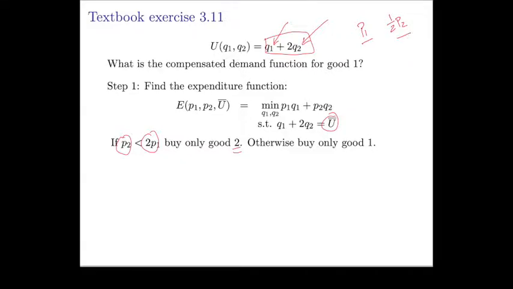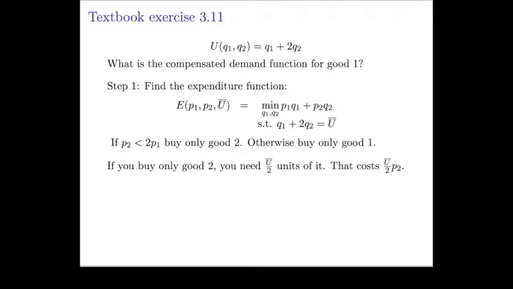So the cheapest way to get 1 unit of utility depends on P1 and P2. So if P2 over 2 is less than P1, or in other words, 2P1 is greater than P2, then the cheapest way to get an extra unit of utility is to spend on good 2. That's why you only buy good 2 if P2 is lower than twice P1. Conversely, if P1 is less than half of P2, in other words, if 2P1 is less than P2, then buying good 1 is the cheapest way to get utility, so you're only going to buy good 1.